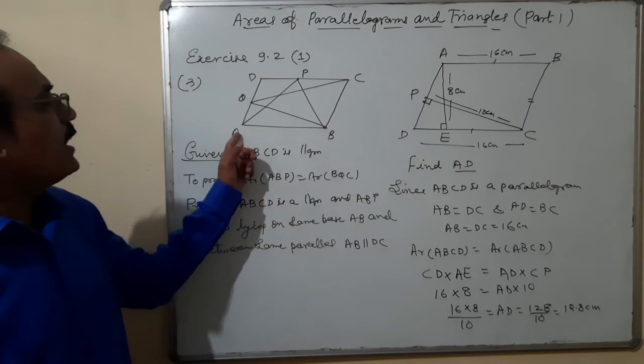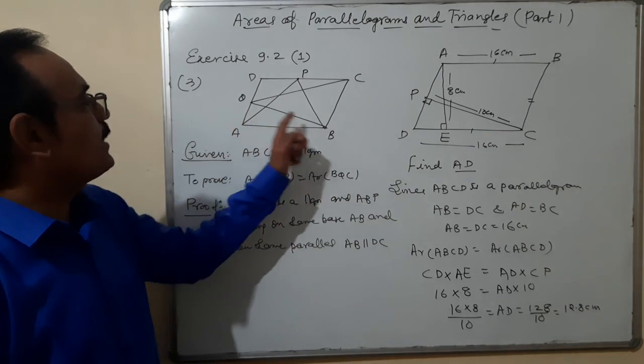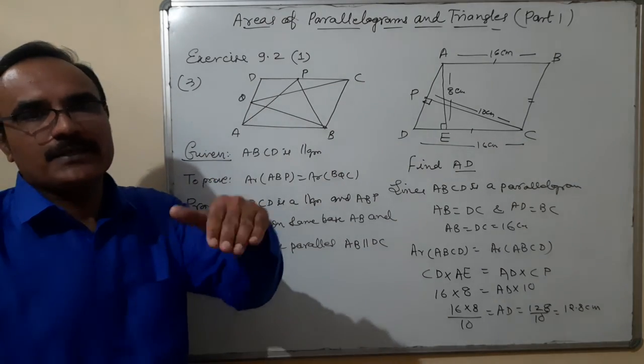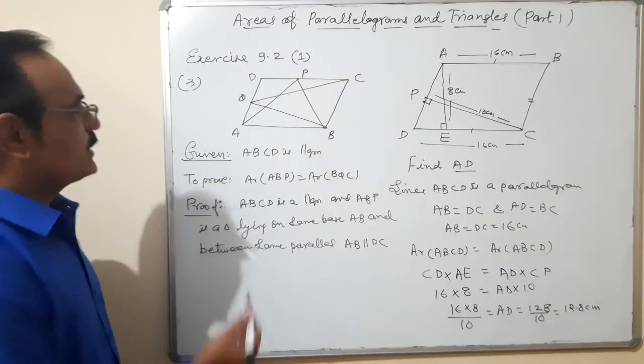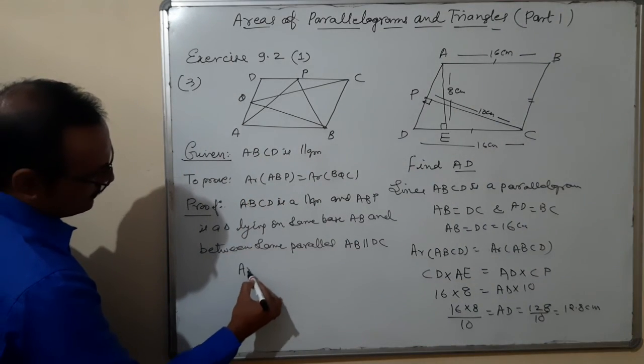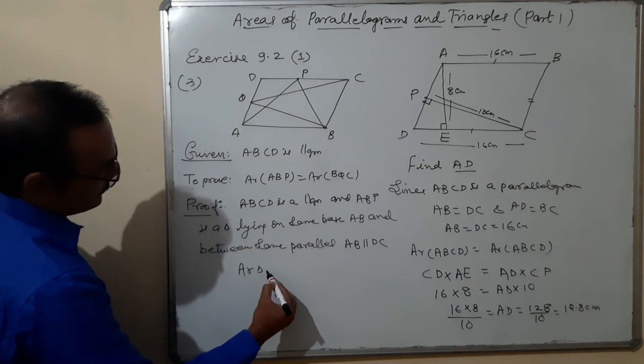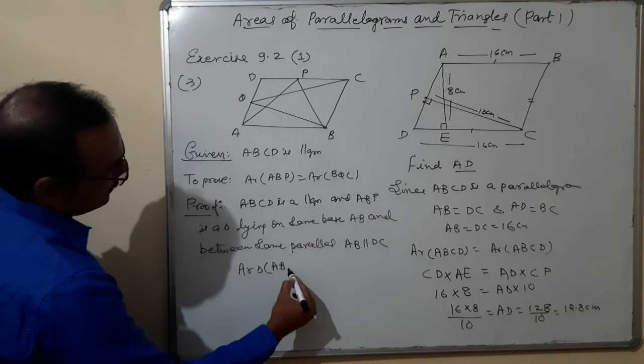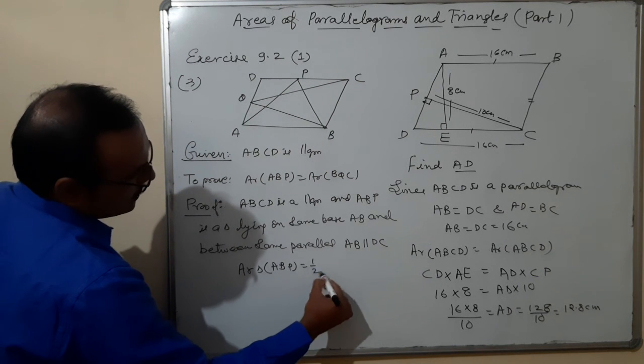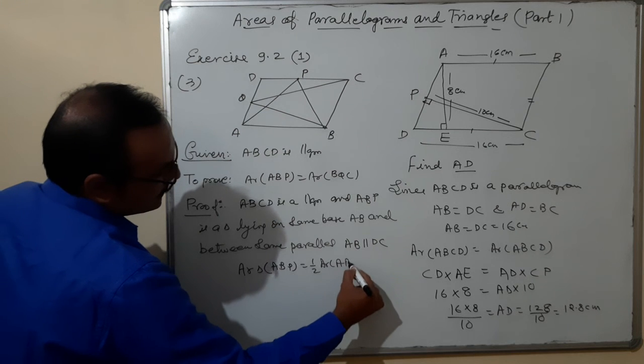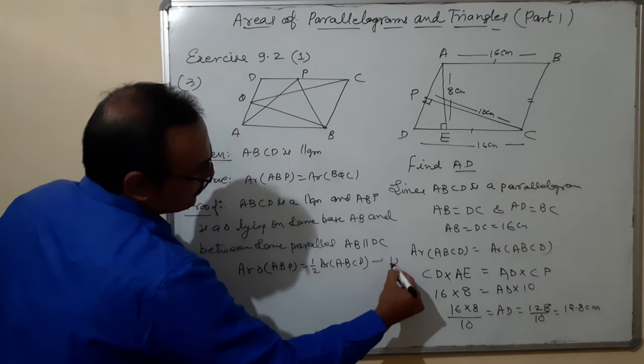Now I'll see the area of triangle ABP and the area of parallelogram ABCD. They are on the same base and between the same parallels. What is the result? The area of triangle ABP is equal to half of the area of parallelogram ABCD. Is it okay? Equation number 1.